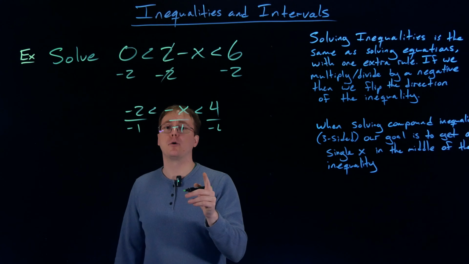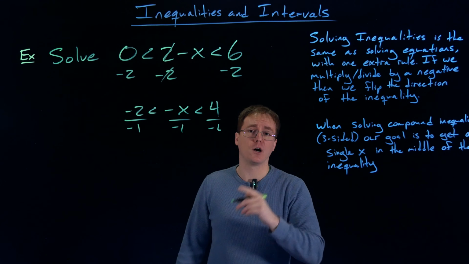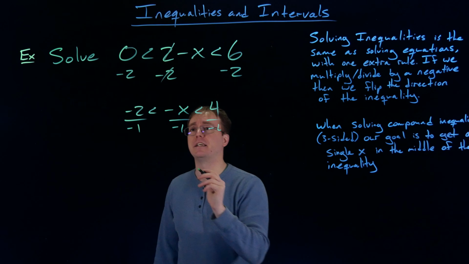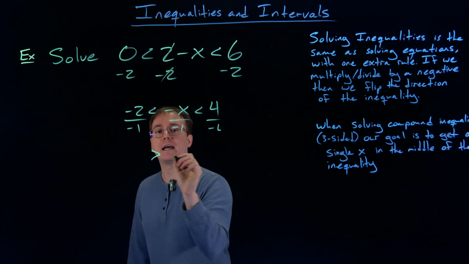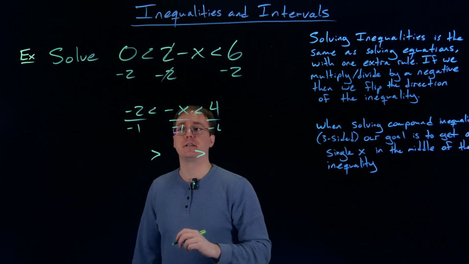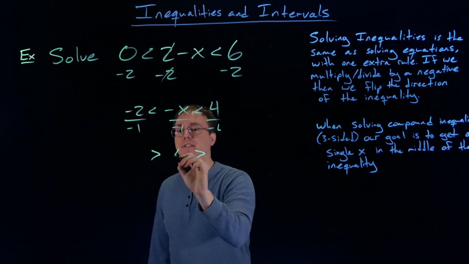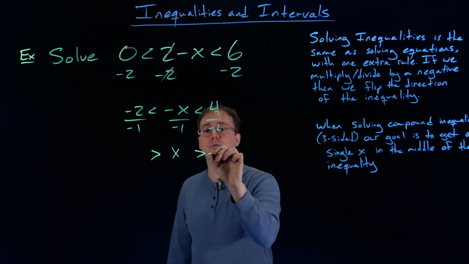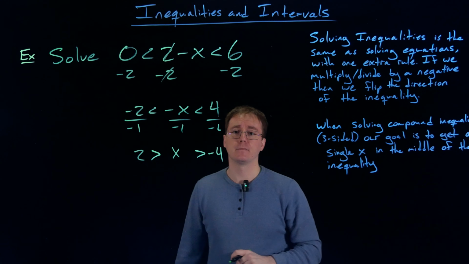And so when we do this, though, we have to be careful because whenever we multiply or divide an inequality, including compound inequalities, by a negative number, we have to flip the direction of the inequalities. So these started as less than inequalities. They're now getting switched to greater than inequalities. So in the middle of our compound inequality, our negative x gets turned to a positive x. On the right-hand side, we get negative 4. And on the left-hand side, we get positive 2.